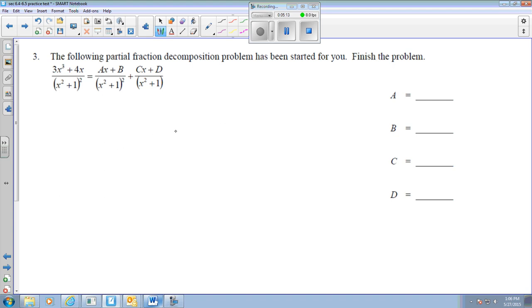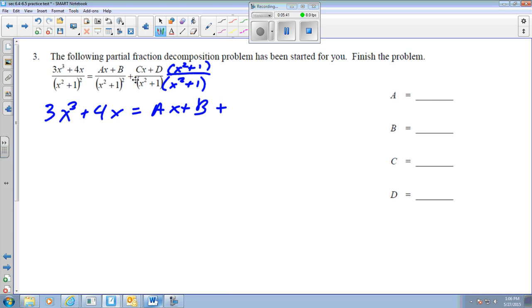Number 3, we're going to do some partial fraction decomposition. First thing we have to do is write this with a common denominator. So this last fraction, I'm going to multiply top and bottom by x squared plus 1. When I do that, I have a common denominator. So I'm going to make an equation with my numerator. And I'm going to FOIL this out when I bring it down. So I'm going to take cx times x squared gives me cx cubed. cx times 1 gives me cx plus dx squared plus d.